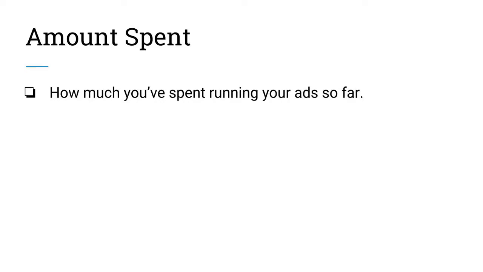So next number you have on there, pretty self-explanatory, amount spent. It's important for us to know how much you're spending on our ads. Now you can set the budget for this, but sometimes the amount spent differs from the budget that you set. Can you explain that and why Facebook does that?